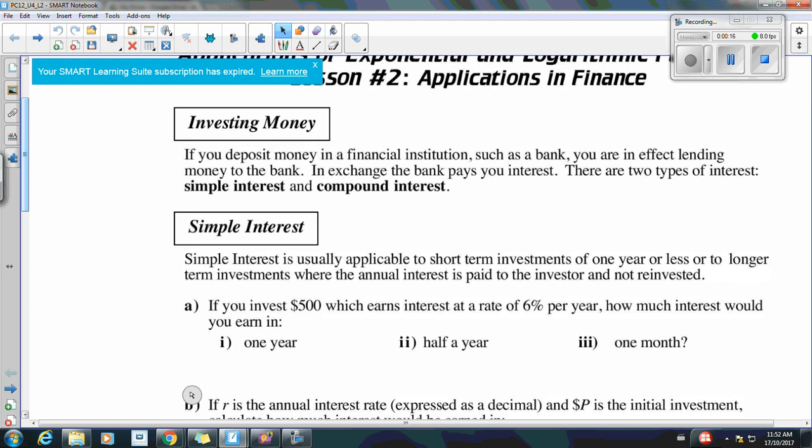Simple interest is where they just calculate interest once a year, and they only calculate it on the amount that you had in there originally. Then you have compound interest, where you calculate interest on top of interest, so the interest compounds. So we'll quickly go through the section on simple interest.